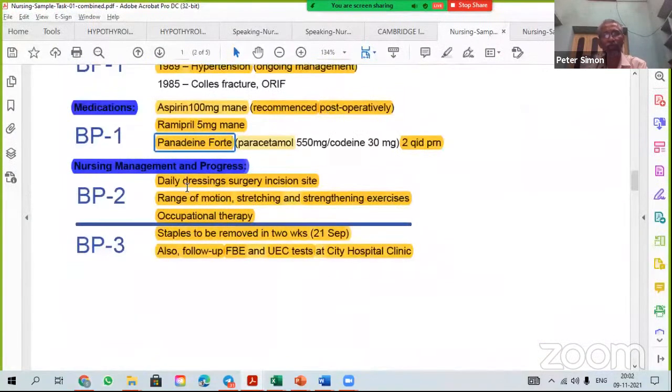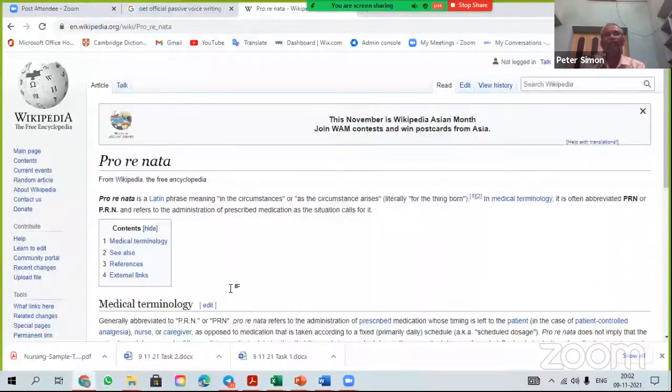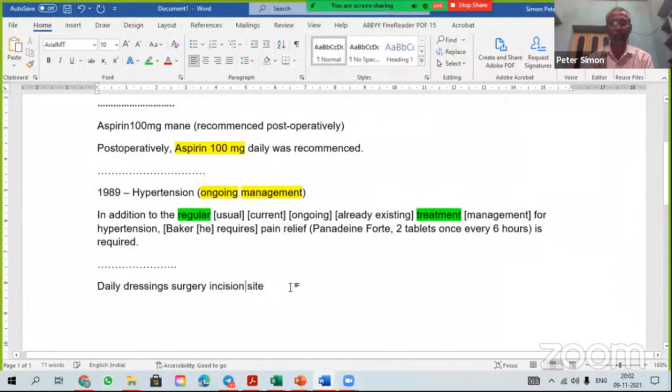This is B2. Daily dressing, surgery, incision site. So this we are going to take. Copy text. So daily dressing changes are required. Now how are you going to say daily dressing changes?